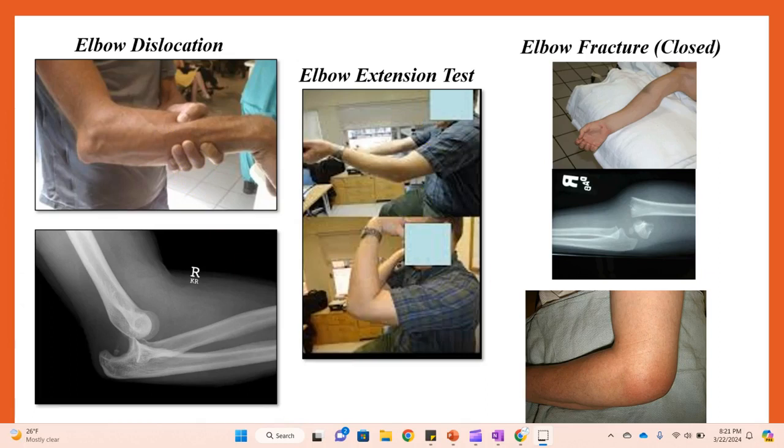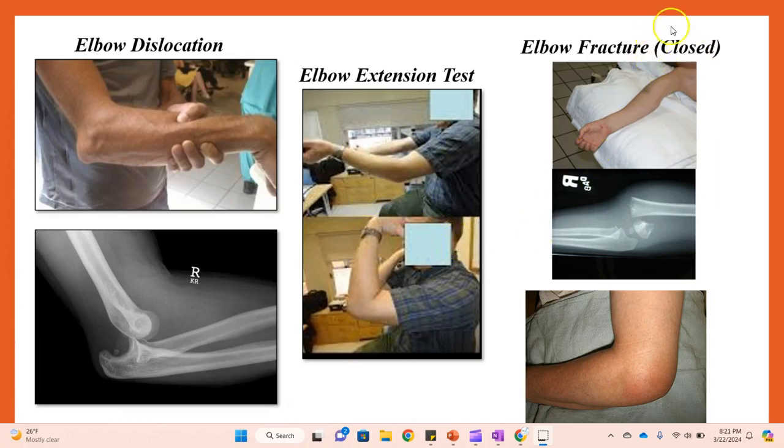Elbow extension test, as you can see here, this person should be able to straighten their non-injured arm just fine. Their injured arm, if they cannot fully straighten it or fully bend it, but really straighten it, we're concerned about a fracture of the elbow.